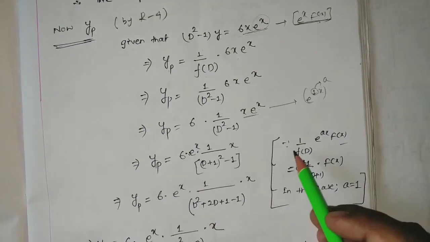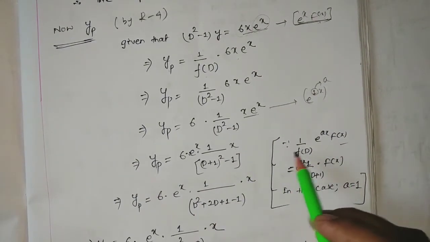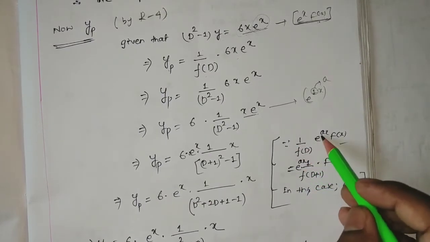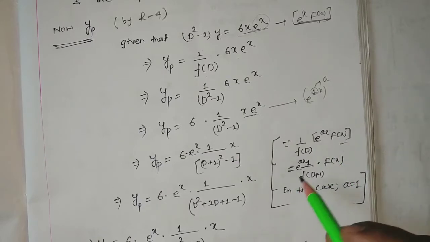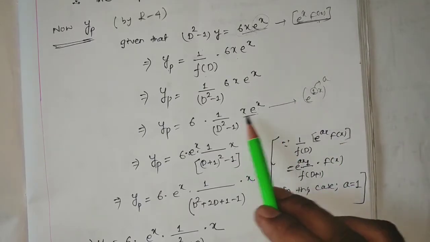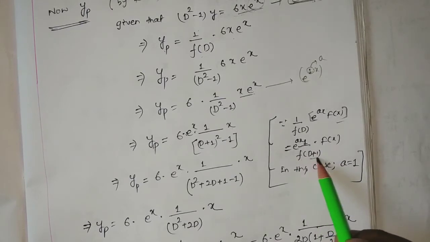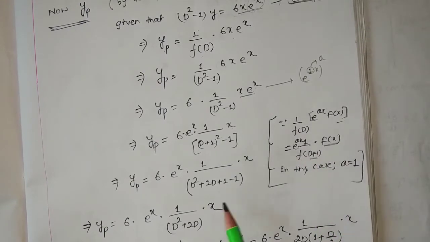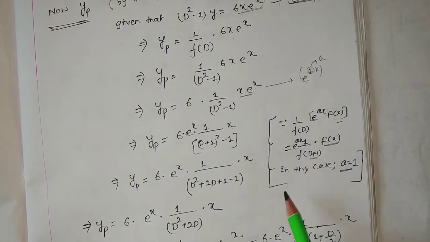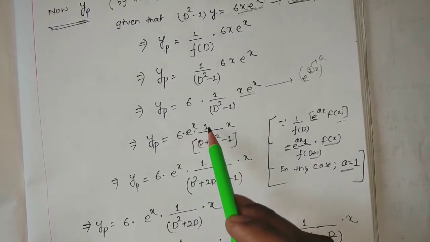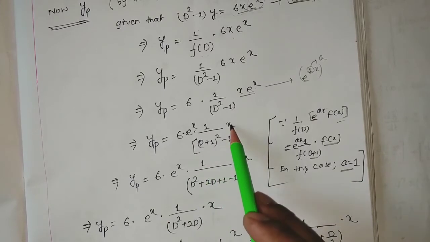Also here I have written clearly that 1 by f of d into e to the power x times fx is in this format. So this is nothing but e to the power x into 1 by f of (d plus a) into fx. In this case a is nothing but 1. So 6 into e to the power x, 1 by (d plus 1) whole square minus 1, into x.